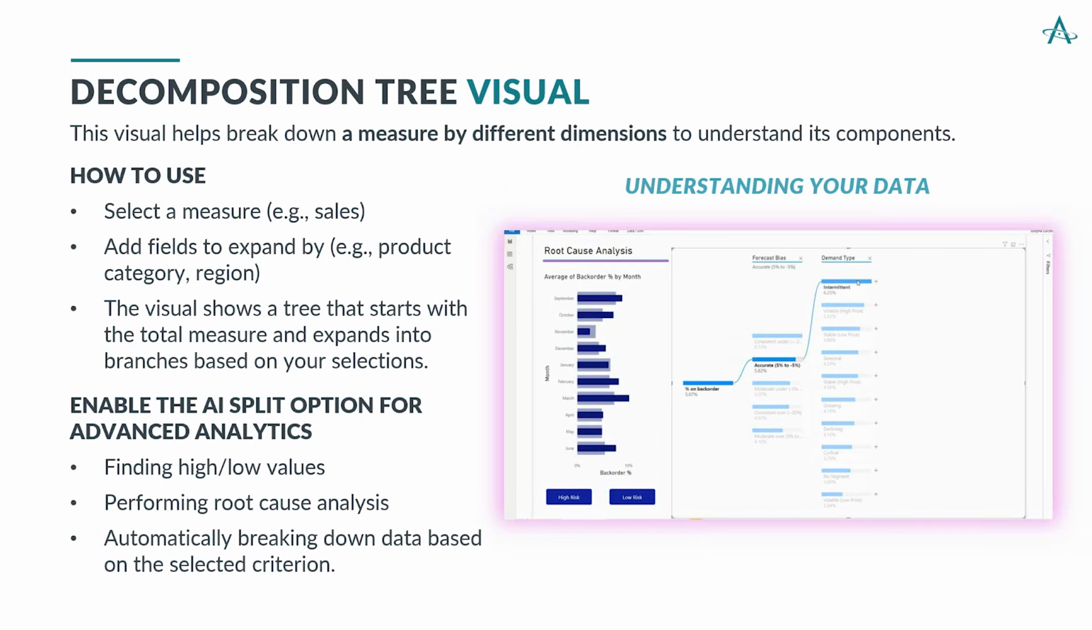You can also use the decomposition tree visual to leverage AI-based analysis, such as finding high or low values or performing root cause analysis. To do this, you need to enable the AI split option in the visual settings and select a criterion, such as high value or low value, from the drop-down menu. The visual will then automatically split the measure by the most relevant field based on the selected criterion.